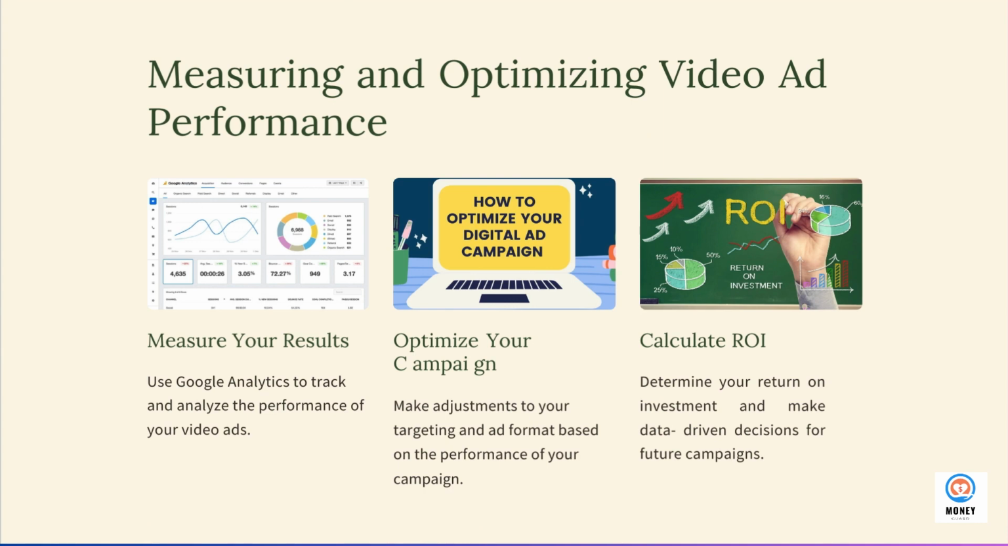Measuring and optimizing video ad performance. Measure your results. Use Google Analytics to track and analyze the performance of your video ads. Optimize your campaign. Make adjustments to your targeting and ad format based on the performance of your campaign.